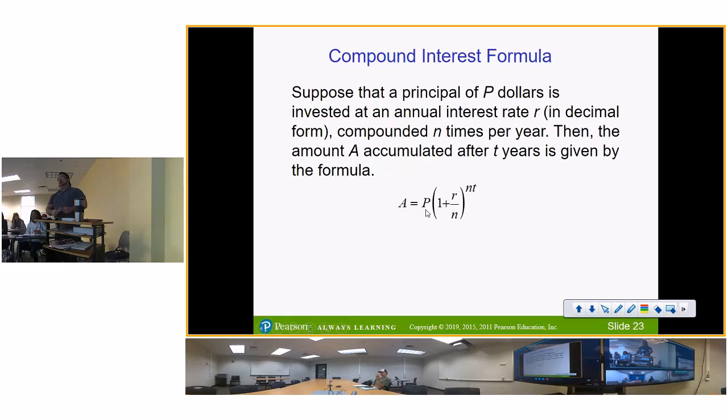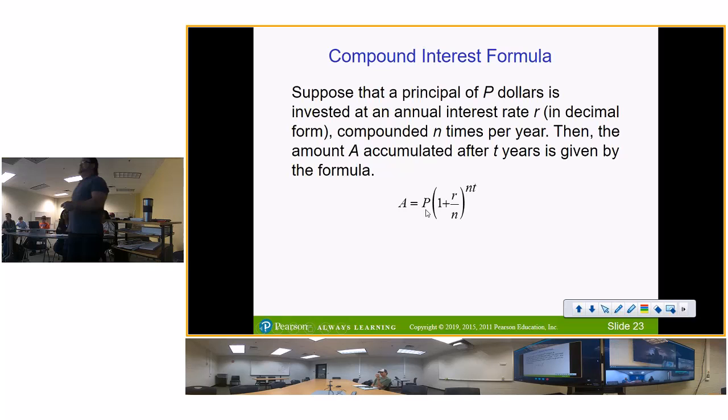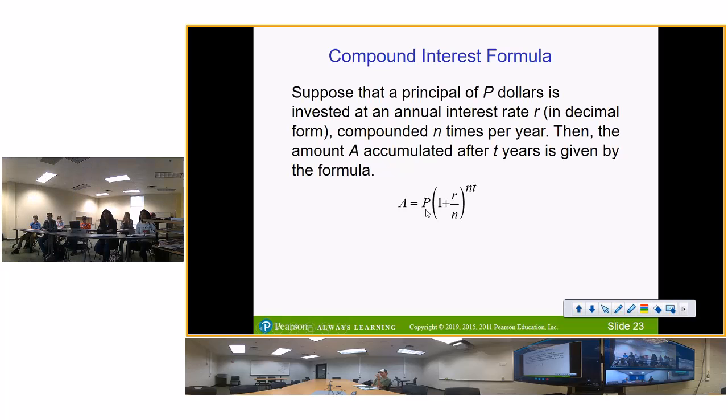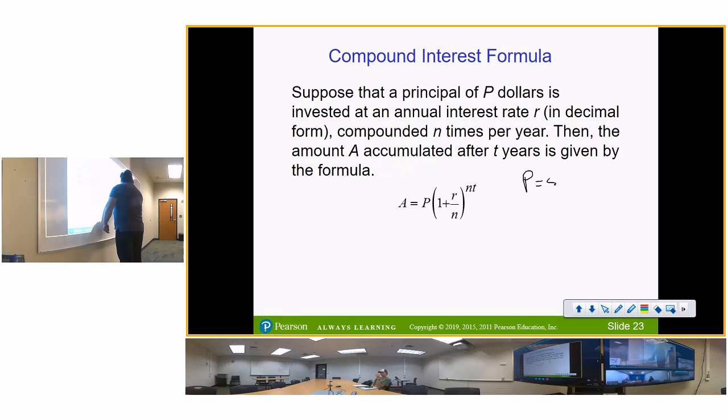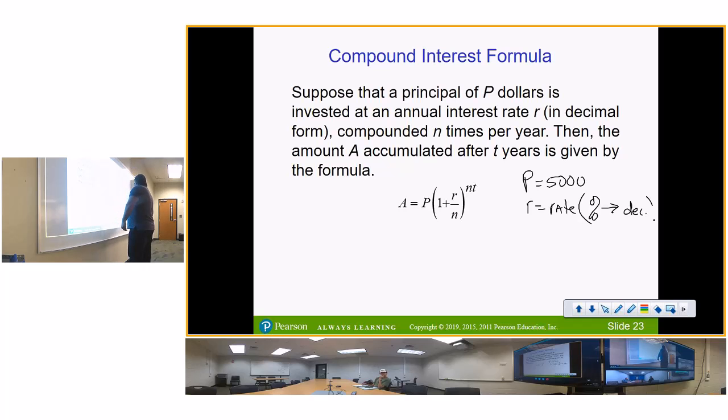So anyway, if I had $5,000, the $5,000 would go with the P. P is equal to $5,000. That's what you're going to put in. R is equal to the rate. Now, you don't put percentages in formulas. What do you change a percentage to? Decimals. You change the percentage to a decimal. So that's the first thing you do.